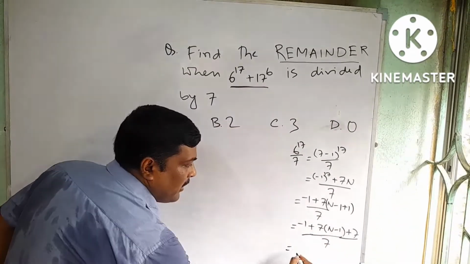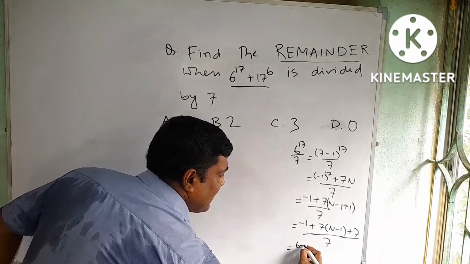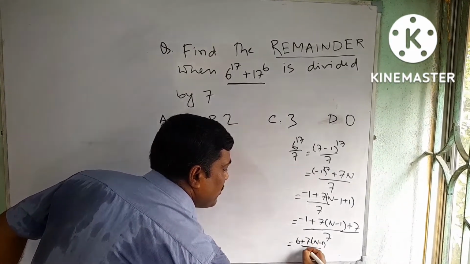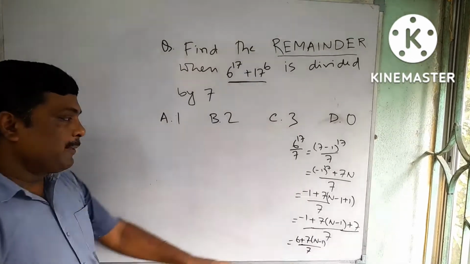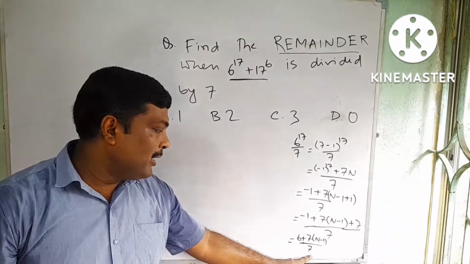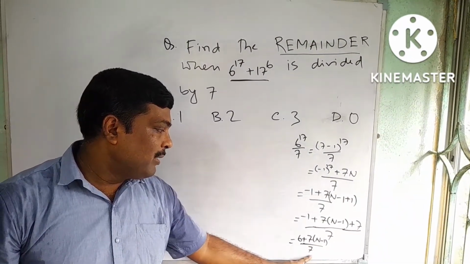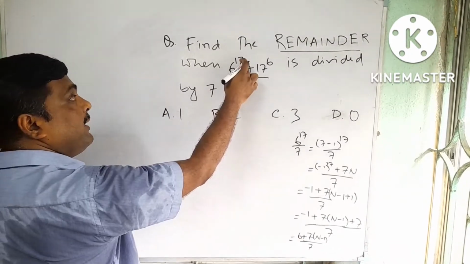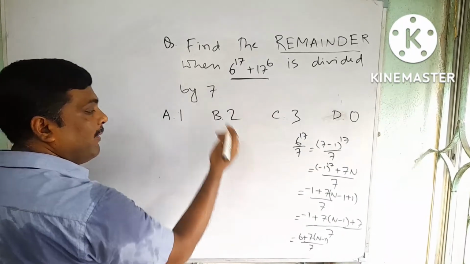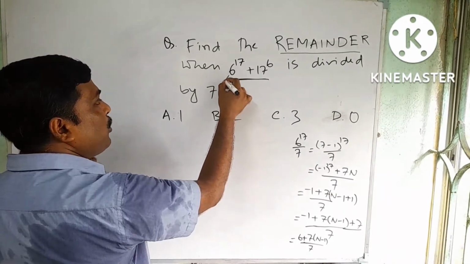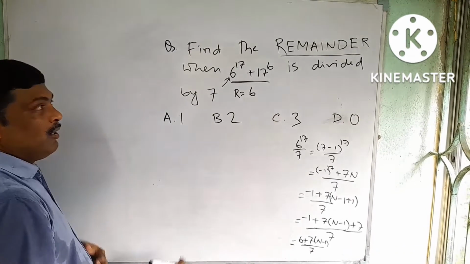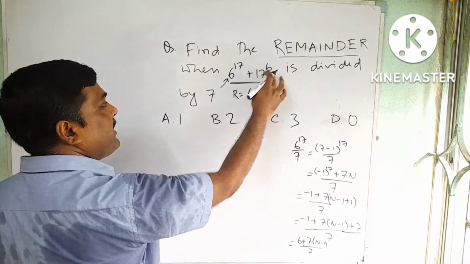So it is 6 plus 7 into (n minus 1), divided by 7. 7 into (n minus 1) is divisible by 7. So the remainder is 6. So dividing 6 to the power 17 by 7, we get remainder 6. Now we divide 17 to the power 6 by 7.